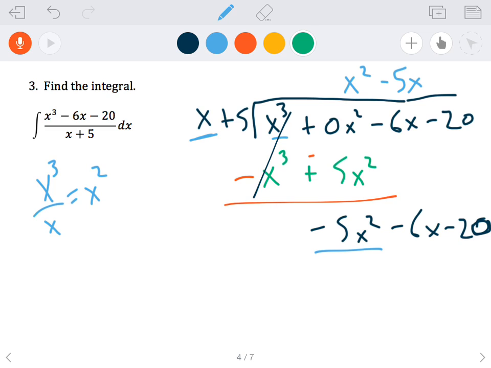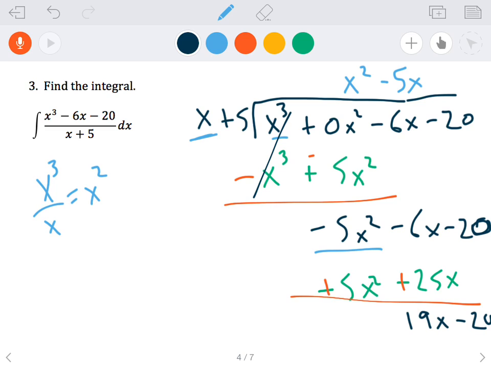And then I'm going to multiply negative 5x times x plus 5. That will give me negative 5x squared minus 25x. But I am subtracting that line. And I'm going to run out of room. Everything's fine. 19x minus 20. How many times does x go into 19x? The answer is 19 times. And so I'm going to put 19 here. 19 times x plus 5. I'm going to squeeze it in here.